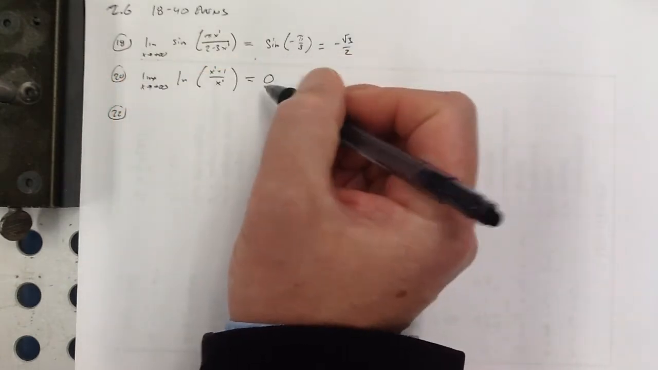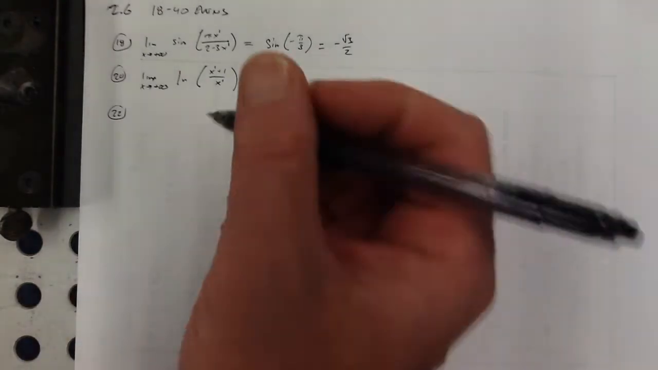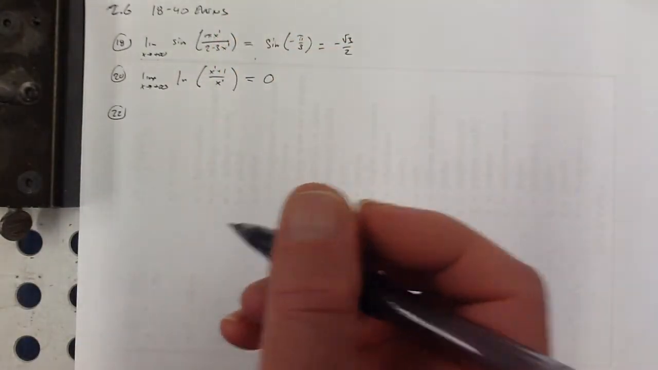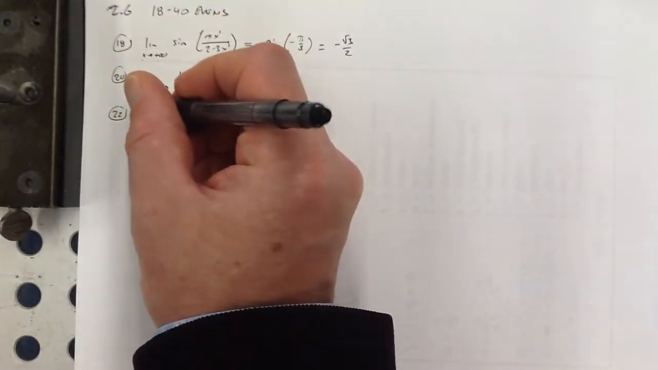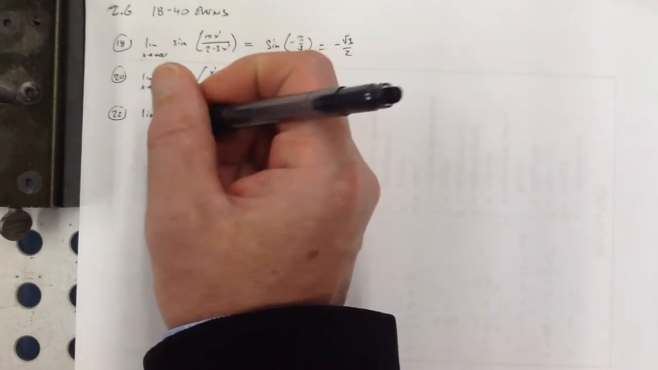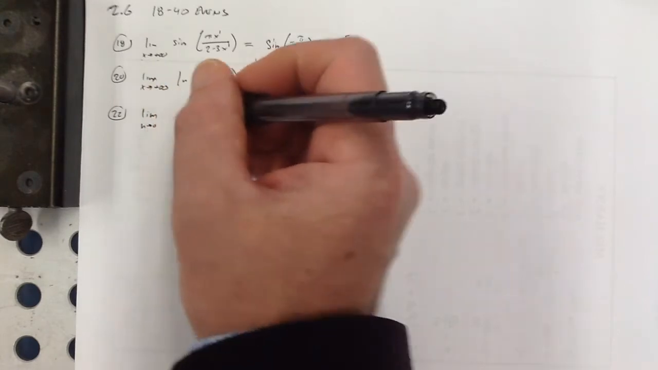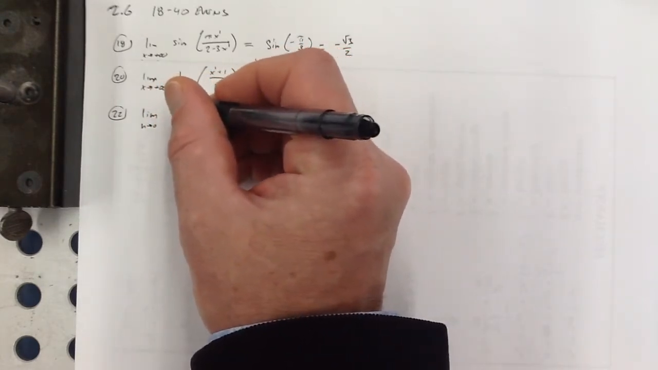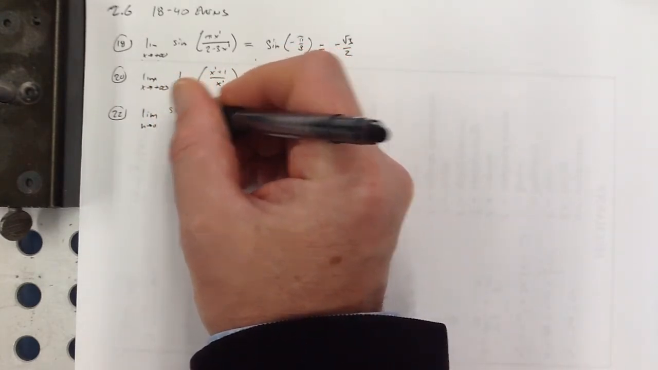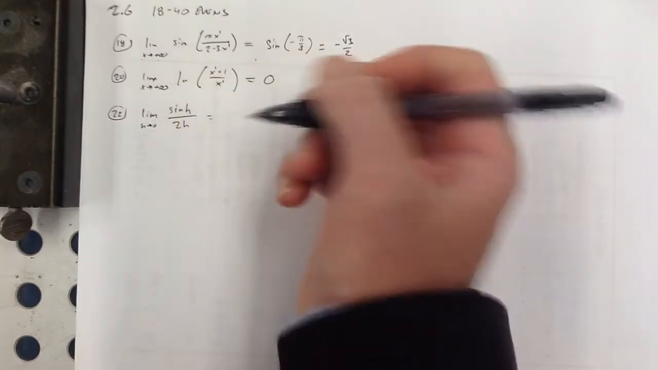Same kind of deal with trig functions. You just got to know about logarithms. It happens. Then we got one of these. Limit as h approaches 0 of sine h over 2h. So let me think.